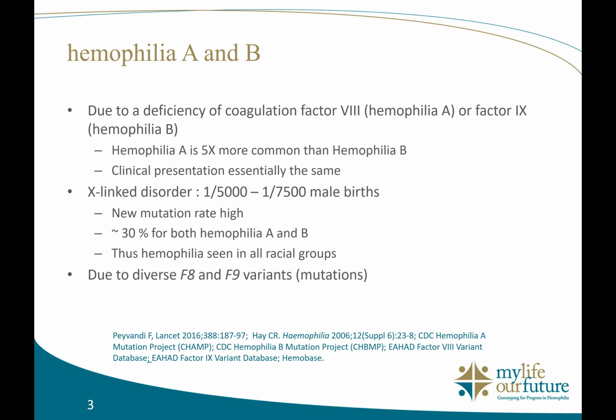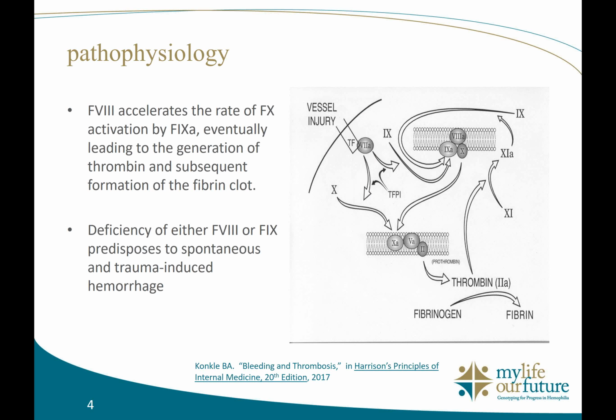And because of that, hemophilia is seen worldwide and in all racial groups. This has been shown by many investigators to be due to diverse factor 8 and factor 9 DNA variants, which is the terminology we're supposed to use now, but may be known to you as mutations. So why are factor 8 and factor 9 so important?